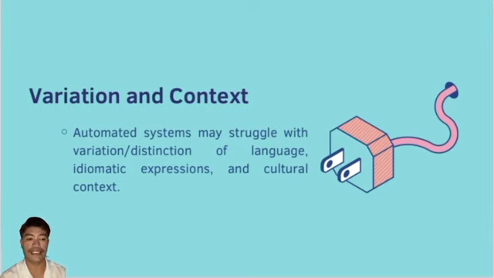Objectivity in language assessment concerning variation and context refers to the impartiality and fairness in evaluating language proficiency across the linguistic variations and situational context. Objectivity in handling variation and context in language assessment promotes fairness, accuracy, and inclusivity.